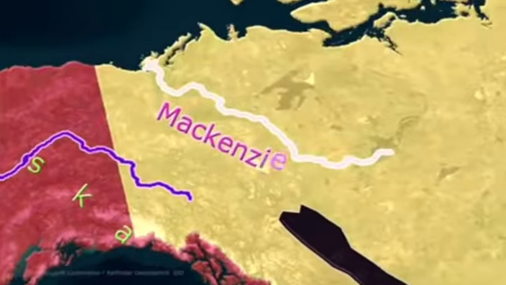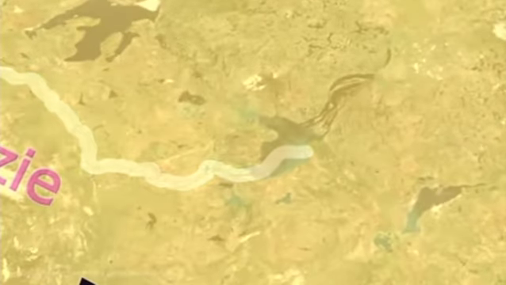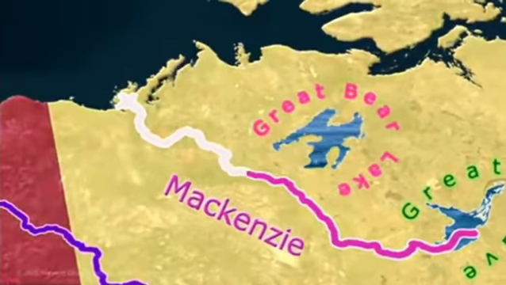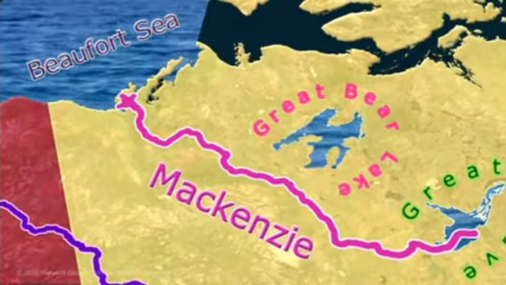Now, let us learn about the Mackenzie River. It is the longest river in Canada. The river begins from the Great Slave Lake, the deepest lake in North America, then flows northward before finally emptying into the Beaufort Sea of the Arctic Ocean.